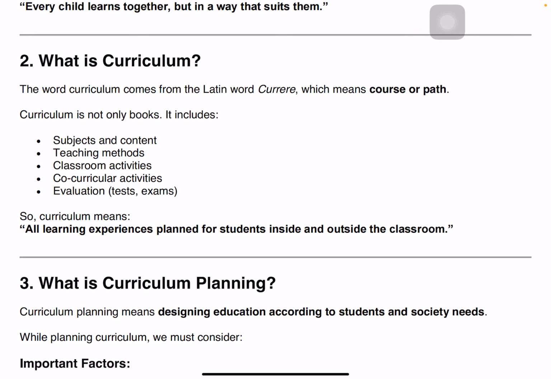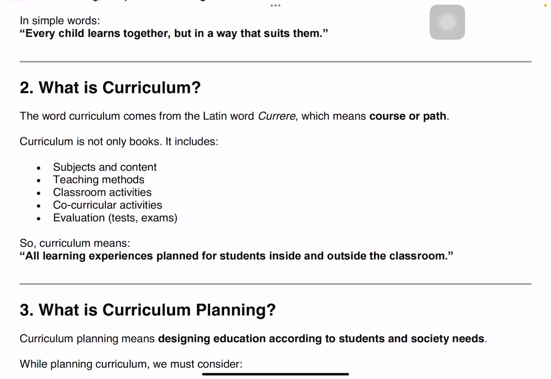What is curriculum? The word curriculum comes from the Latin word currere, which means course or path. Curriculum is not only books, it includes subjects and content, teaching methods, classroom activities, co-curricular activities, evaluation, tests, exams. So, curriculum means all learning experiences planned for students inside and outside the classroom.